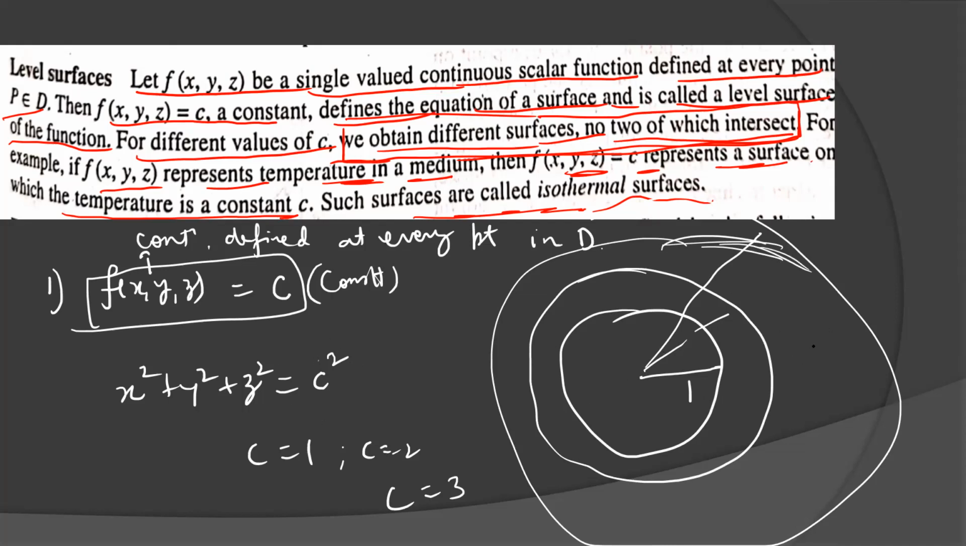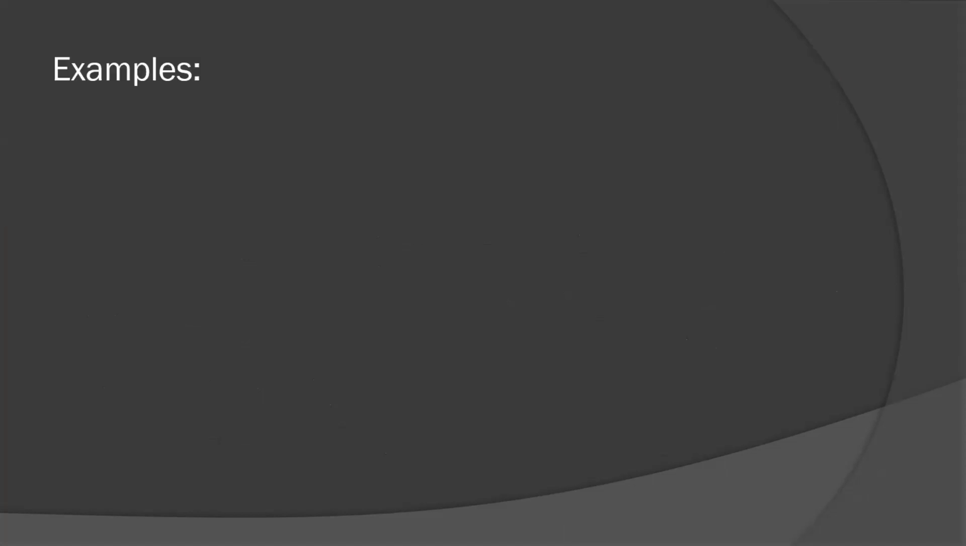Then the surface, which represents the family of spheres here, or the family of surfaces, is called a level surface. Why a family? If you change the value of C, you will get another surface, but no two surfaces will intersect each other. Let's see some examples.